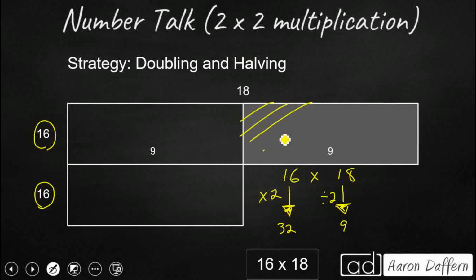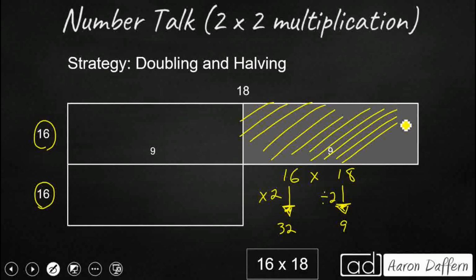So that's why I've got my 18. And I've got this box of 9 over here grayed out. I'm going to get rid of it. So I took one factor, doubled it. So I'm going to do 32. Took the other factor, halved it, so I'm going to do 9. 32 times 9 is the same as 16 times 18.